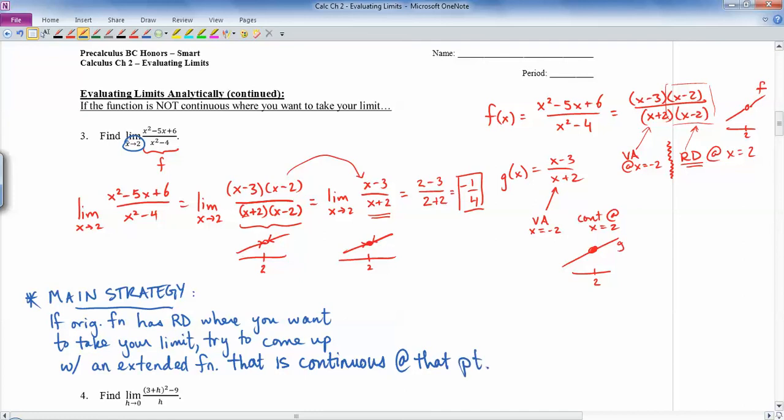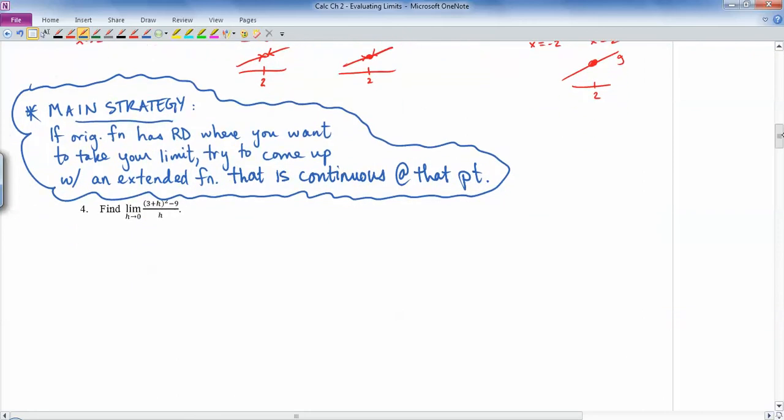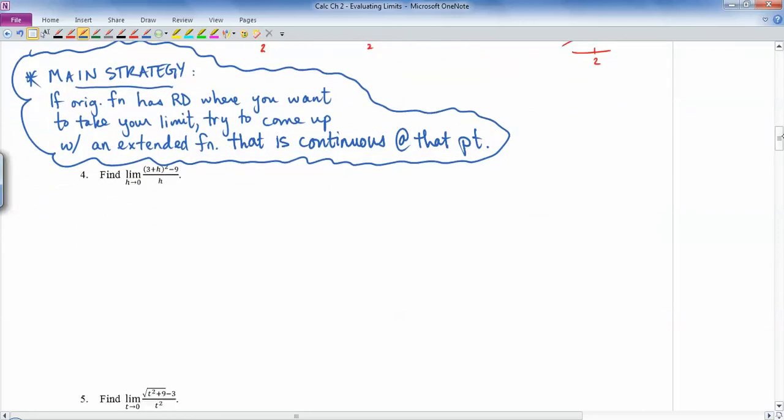Right? Because if you can come up with a function that's continuous there, then all you need to do is plug in the point. So let's see how long this video is getting. Okay, so let me do one more example with you. We'll do this bottom one here, number 4, keeping this strategy in mind.